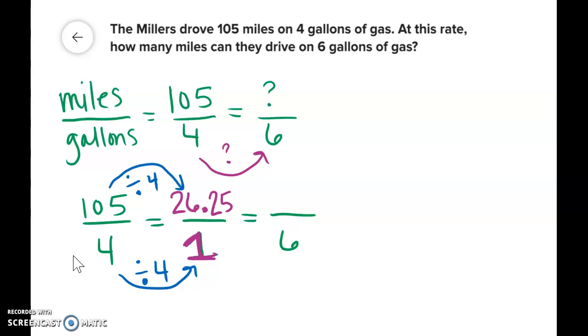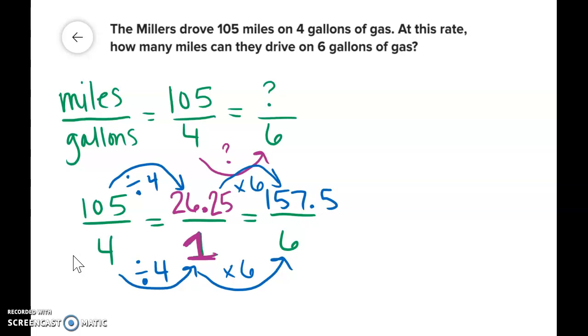How am I going to turn a 1 into a 6? I'm going to times that by 6, which means I'm going to take that 26.25 and also times that by 6. Again, it's a good time to get out your calculator to do those calculations for you. So when I take 26.25 and I times it by 6, I get 157.5. So here I used my unit rate to answer the question.